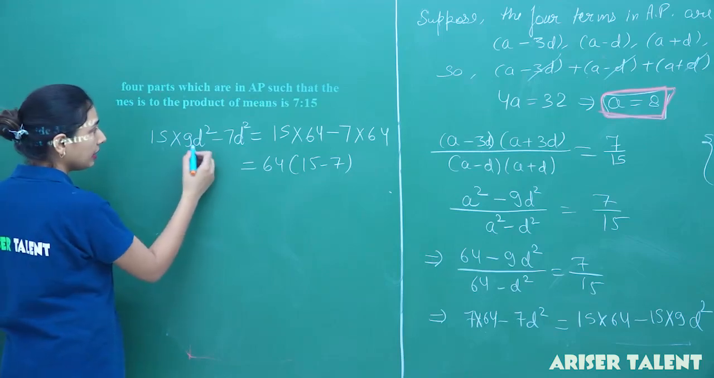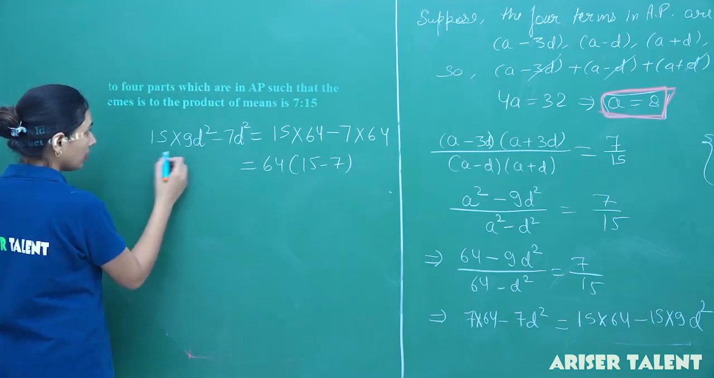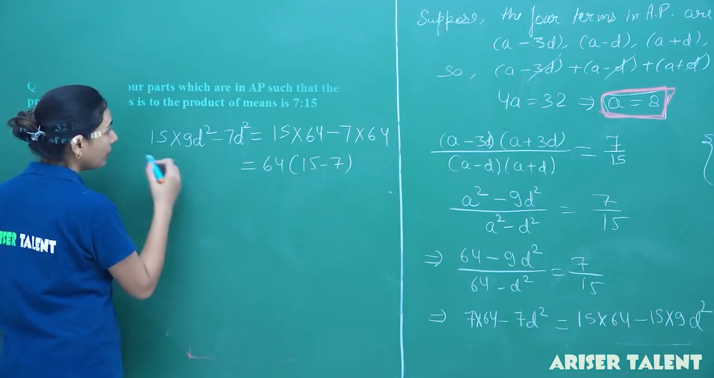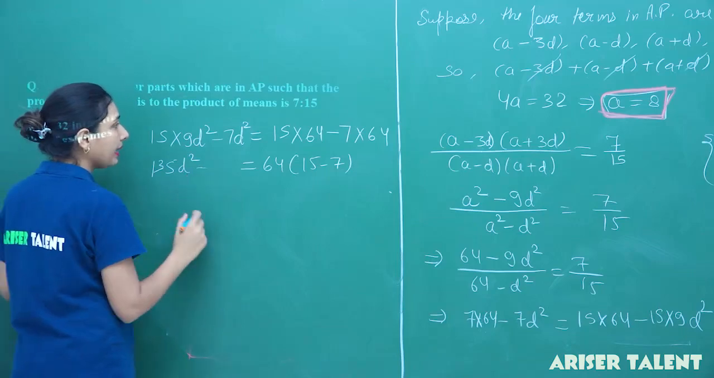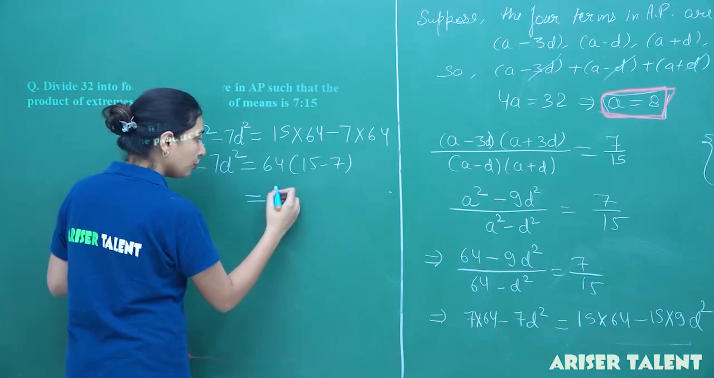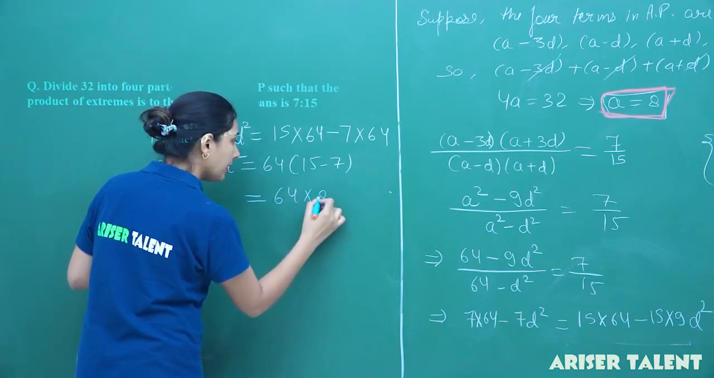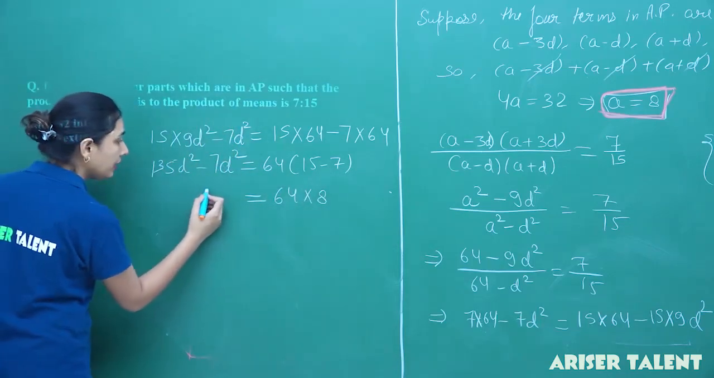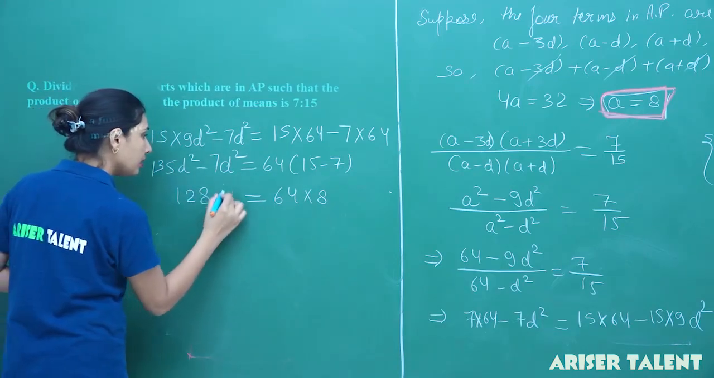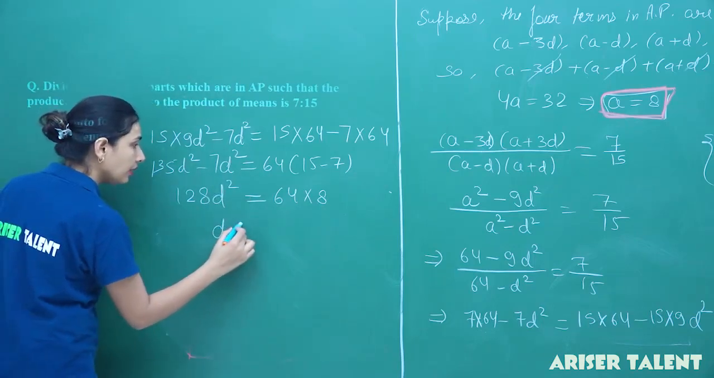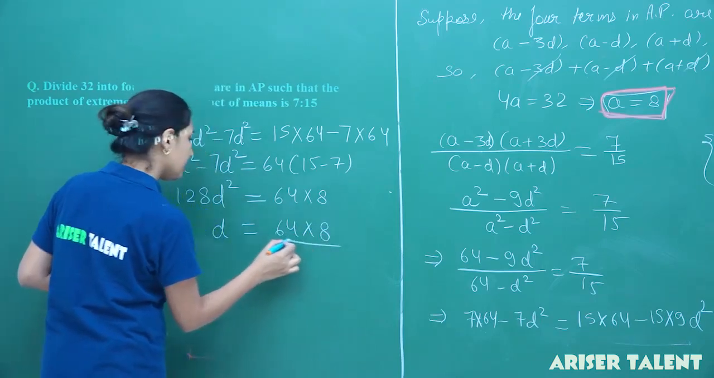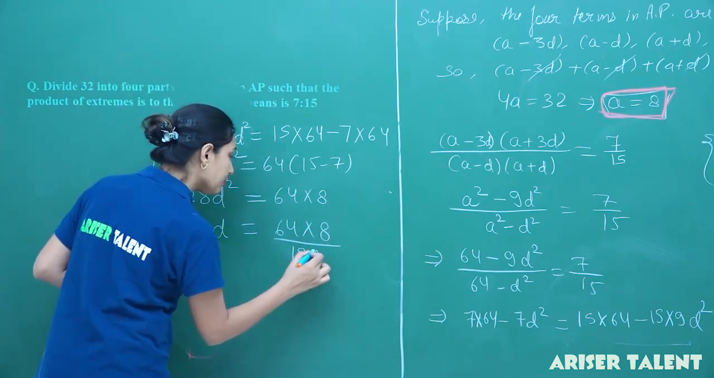Okay, now that will be what? 135D square minus 7D square. Okay, so here you will find it like 8. Now here it will be 8 2 1 D square. So D square will be equal to 64 multiplied by 8 upon 128.